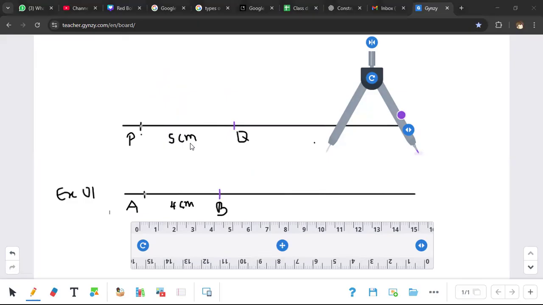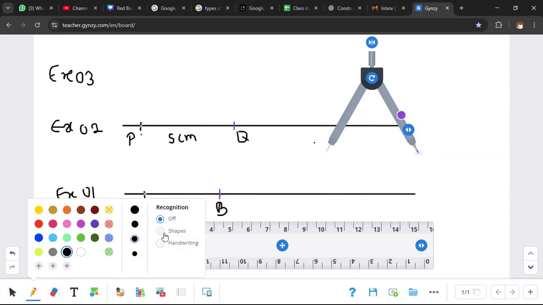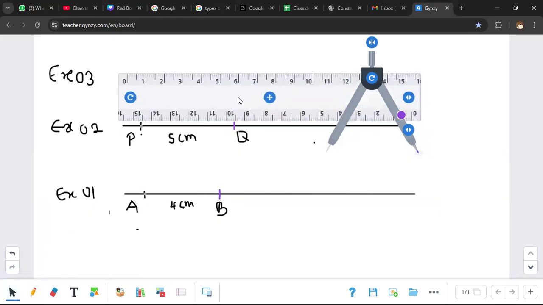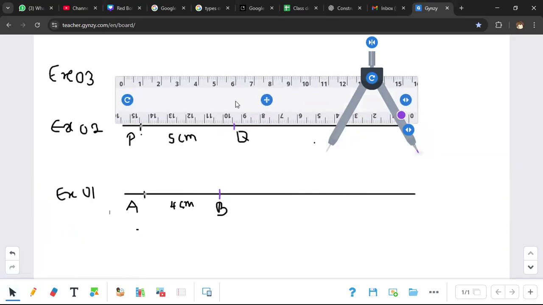Yes, I think all of you have done. Great. Okay. Shall we do example number 3? So this is example number 2, and here I will do example number 3. So while you are doing, I also try to draw.